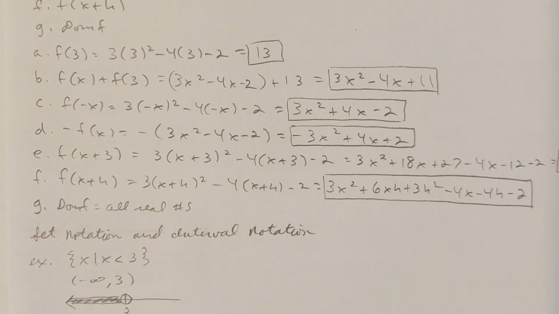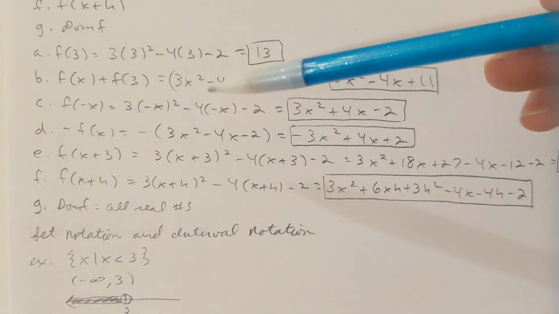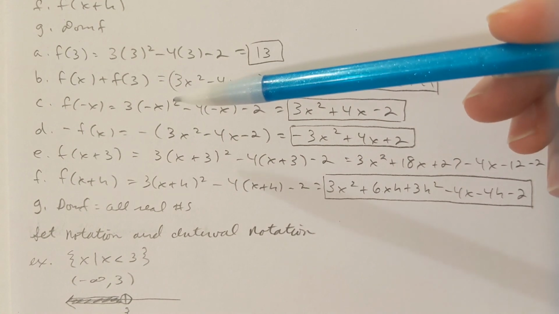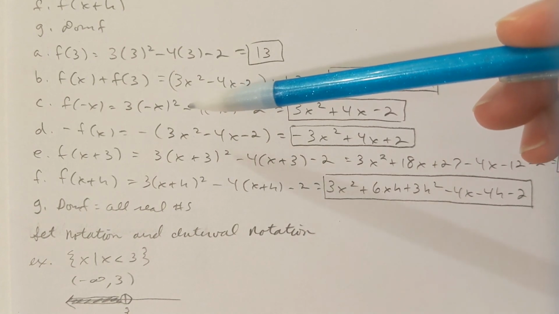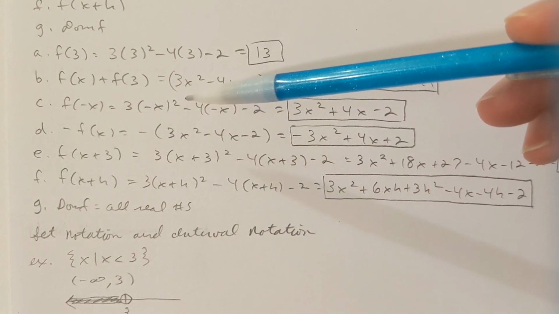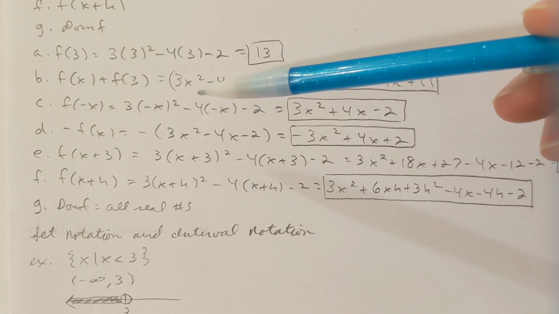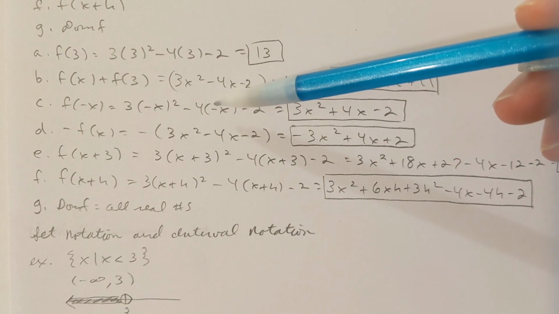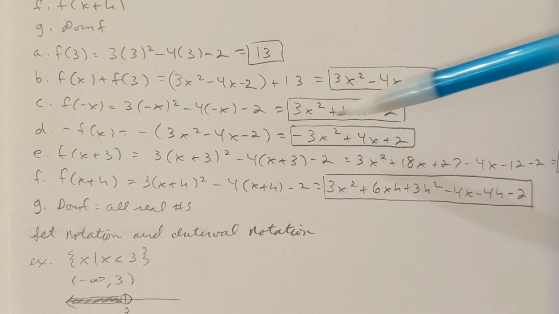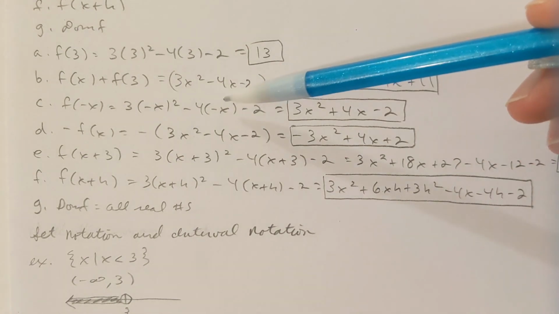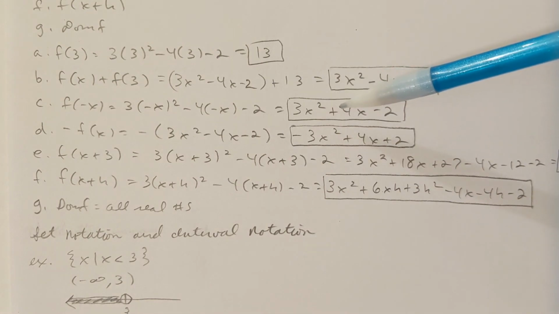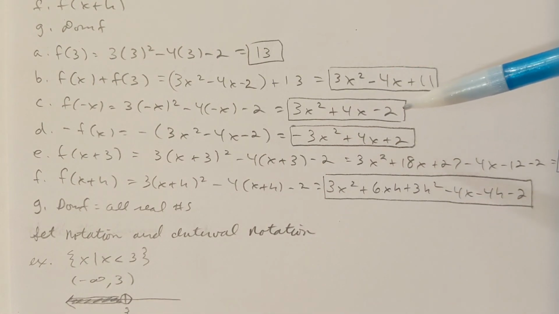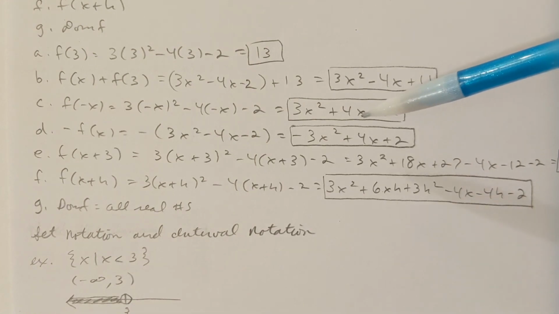f of negative x means wherever I see an x in f, and there's a couple of them, I need to replace x with negative x. So I've done that. Now make sure that you include parentheses around the negative x's, because negative x squared is not the same as (negative x) squared, and negative x is the same as 4 times negative x. Negative times negative is positive. Negative times negative is positive. So I've got 3x squared plus 4x minus 2, that's as far as I can go.